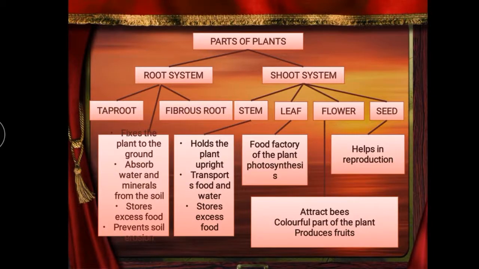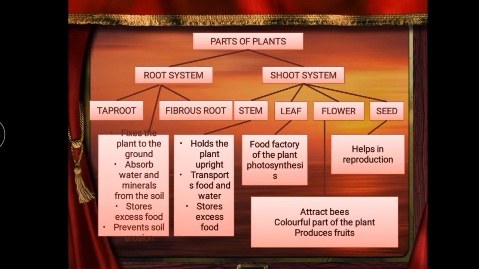So we are at the end of the lesson today. We can recall the things that we have learned in the lesson. The topic of the lesson is parts of a plant. What are the systems in the plant? Two systems: root system and shoot system. What are the types of root system? Taproot system and fibrous root system. What is the function of the root? It fixes the plant to the ground, absorbs water and minerals from the soil, stores excess food, and prevents soil erosion.